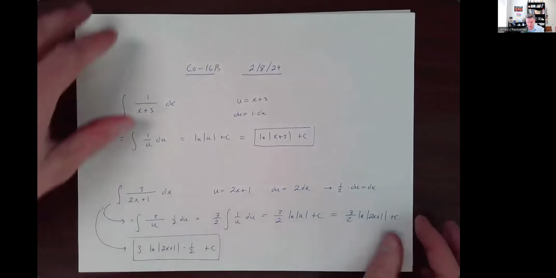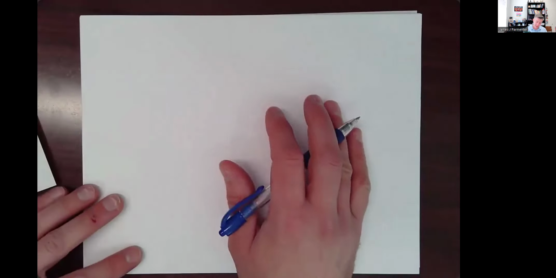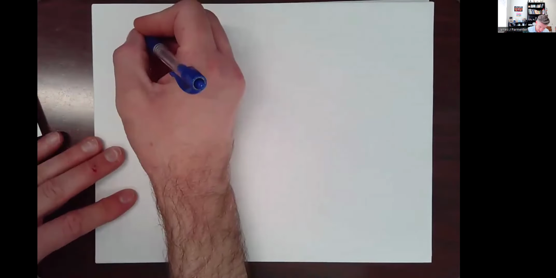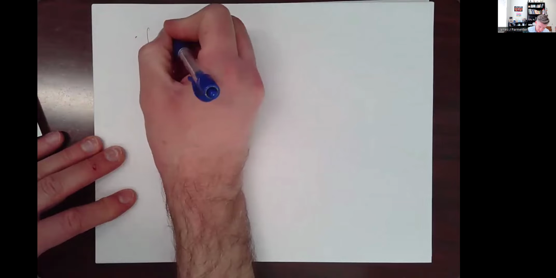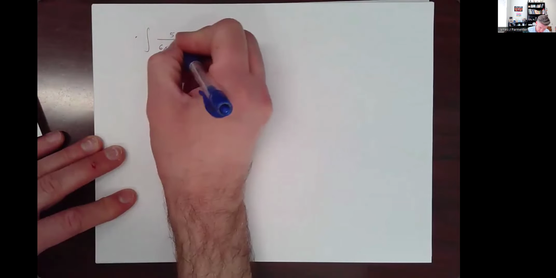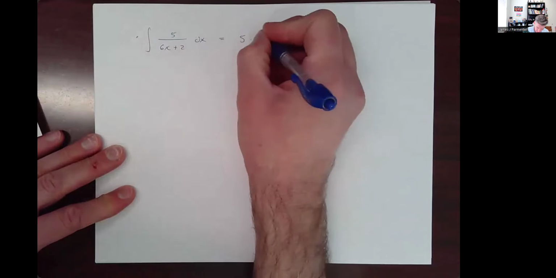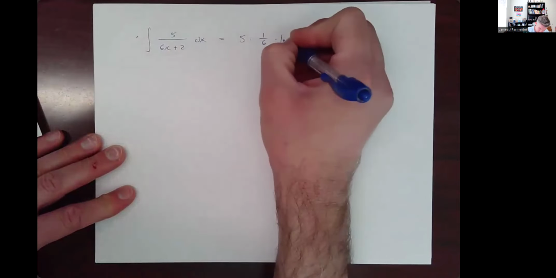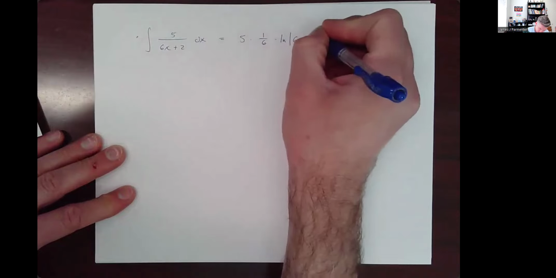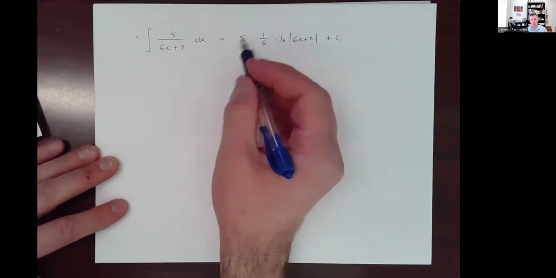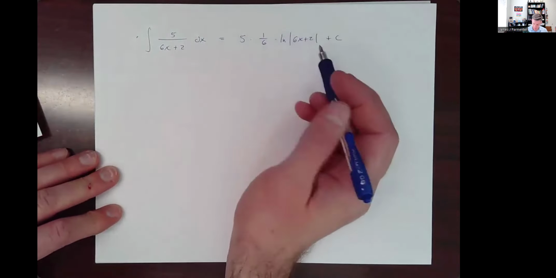So just to go in that vein for a couple more examples, let me move things a little bit here to get more comfortable. If you're trying to integrate something like the integral of 5 over 6x plus 2, we can straight away say it's going to be 5 times 1/6 times the natural log of the absolute value of 6x plus 2. And yeah, you would write this as 5/6. So this is showing a little more.